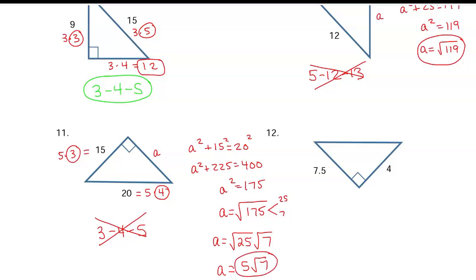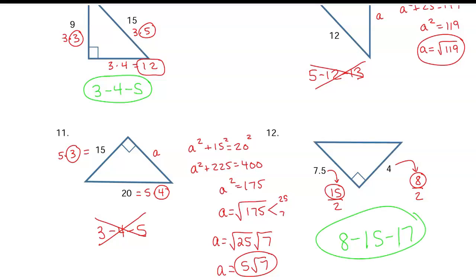In number 12, 7½ is 15 divided by 2. So if I do the same thing to 4, 4 is the same as 8 divided by 2. So I'm going to look at the 8 and I'm going to look at the 15. This is from the family 8, 15, 17. The hypotenuse then would be 17 divided by 2. And you can circle that, or you can write it as a decimal, 8½.